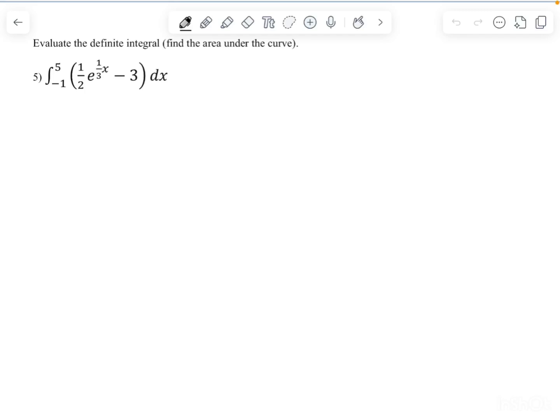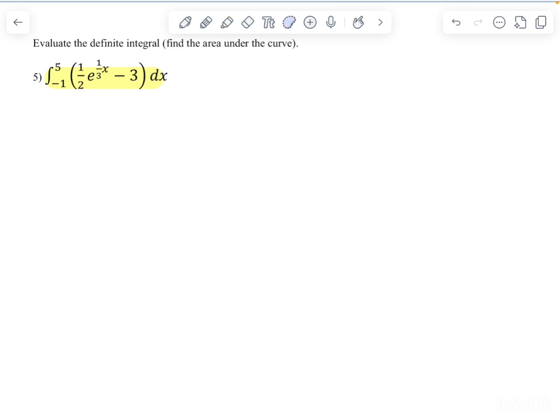Hello class, in this video I'll be showing you how to evaluate a definite integral. Let's begin. In this example, we want to evaluate the definite integral from -1 to 5 of 1/2 e raised to the 1/3 x power minus 3.